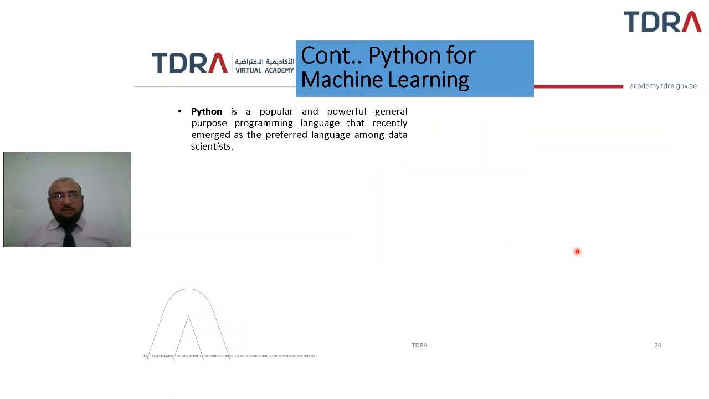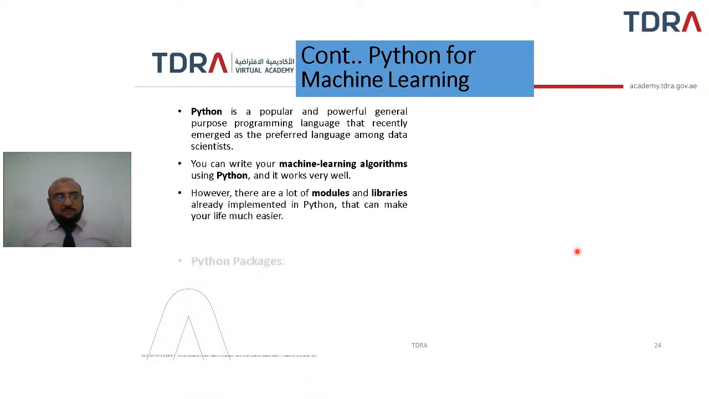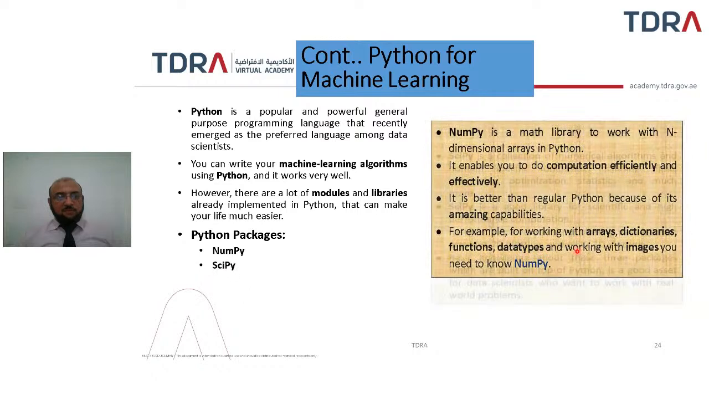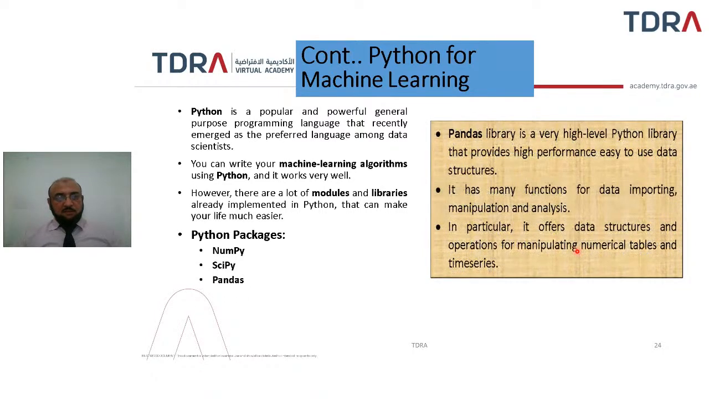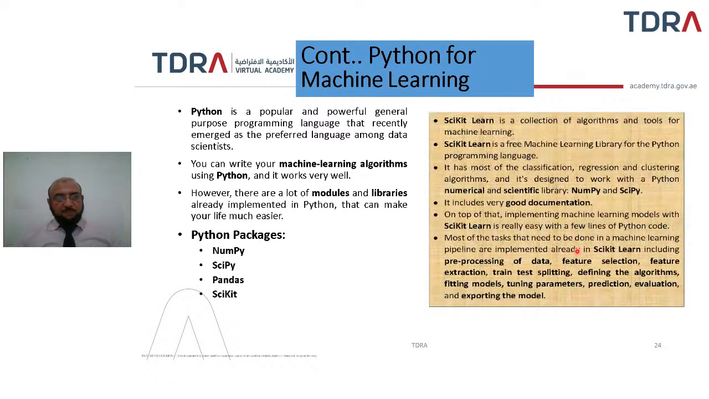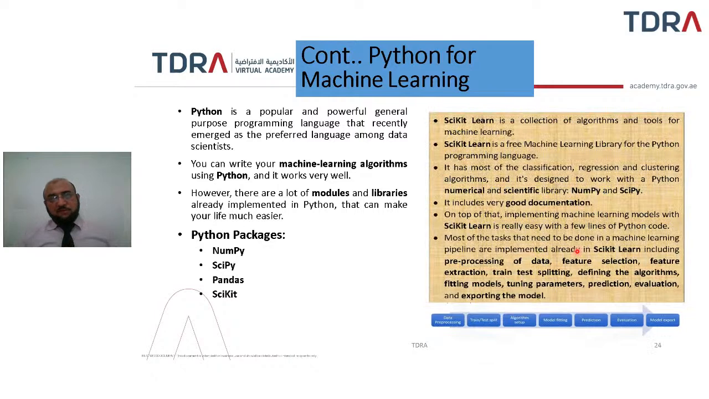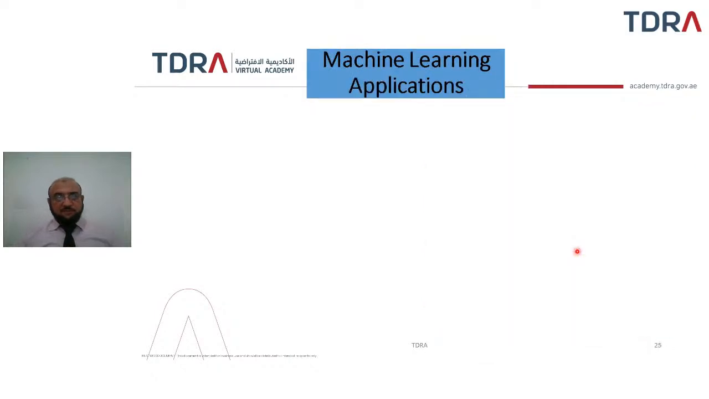So we now discuss Python used for machine learning. There are different packages of Python: NumPy, SciPy, Pandas, and different libraries and modules used for machine learning, and then Scikit. There are different features of every package.